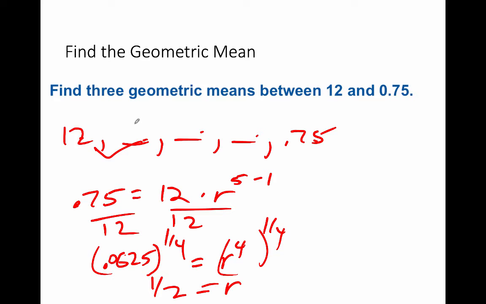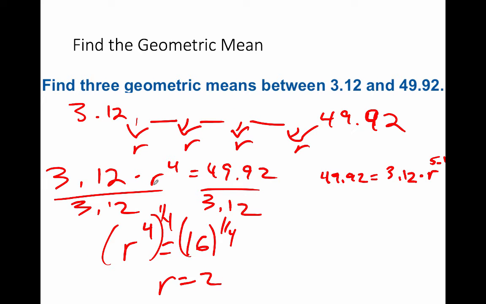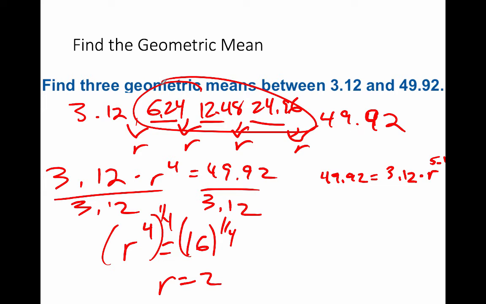Again, 12 times a half is 6 times a half is 3 times a half is 1.5. Did I finish this one? 3.12 times 2 is 6.24 times 2 is 12.48 times 2 is 24.96 times 2 is the right answer. These are the means, right? You find the common ratio to find the means.